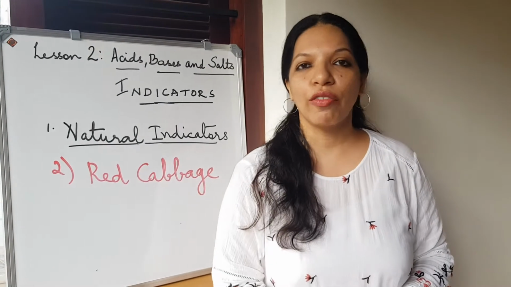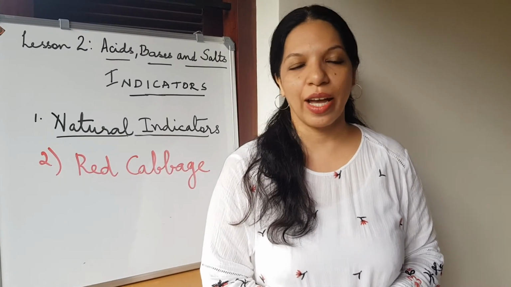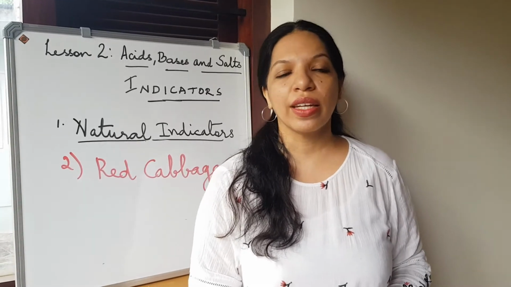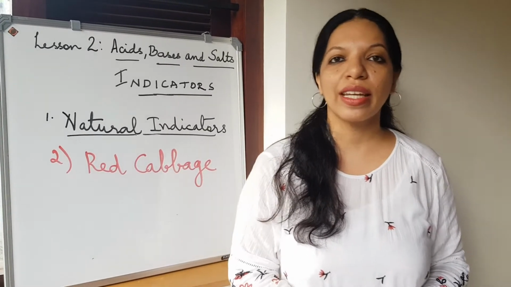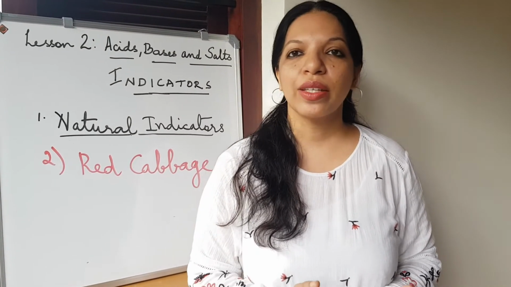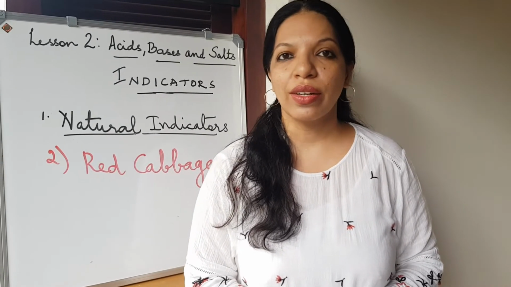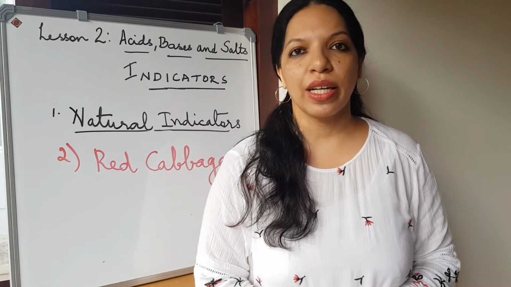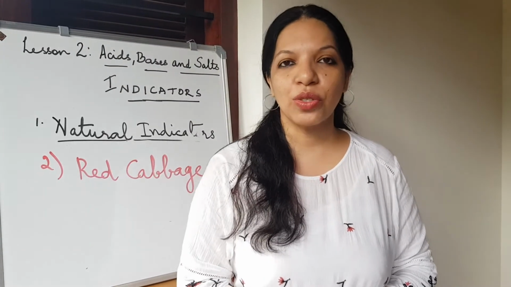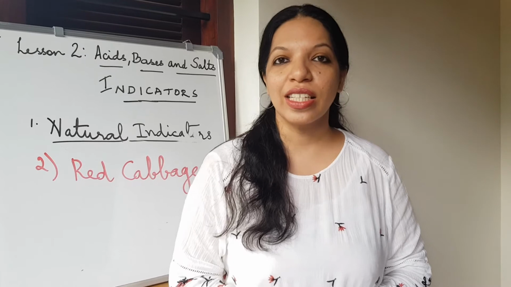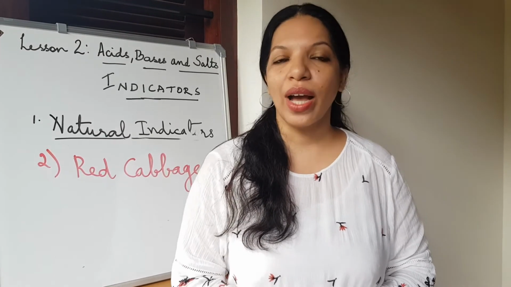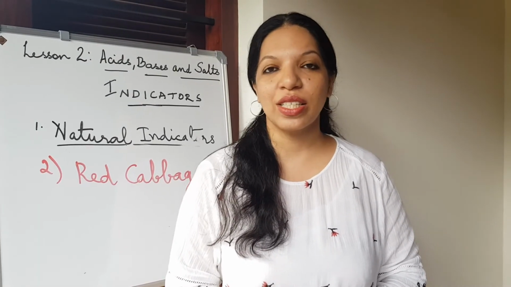Another example of a natural indicator is red cabbage. You can prepare a red cabbage solution at home by grinding red cabbage and water, and the solution is purple in color. So in neutral solution, red cabbage has a purple color. When you add red cabbage to an acidic solution, the color changes to red. And when you add it to a basic solution, the color changes to green.